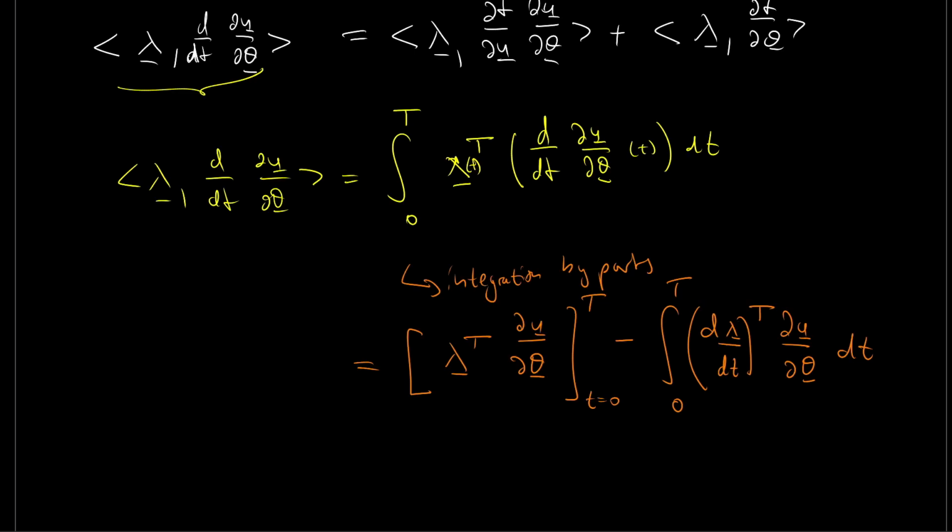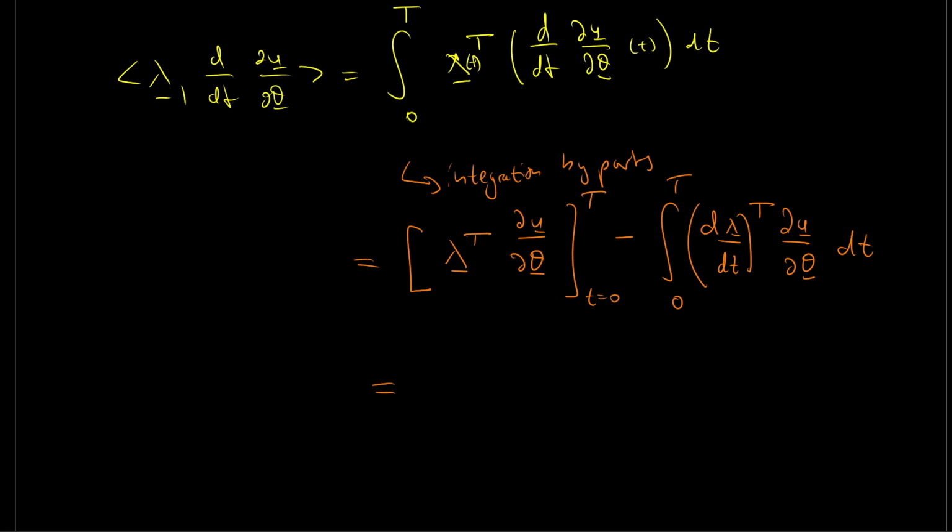And we see that the second part here is just another functional inner product. So we could also write, well, first we have the same boundary evaluation again, and then we have minus, and then this triangular bracket notation here with d lambda by dt, and then du by d theta. How nice, we moved the derivative over to the adjoint variable.